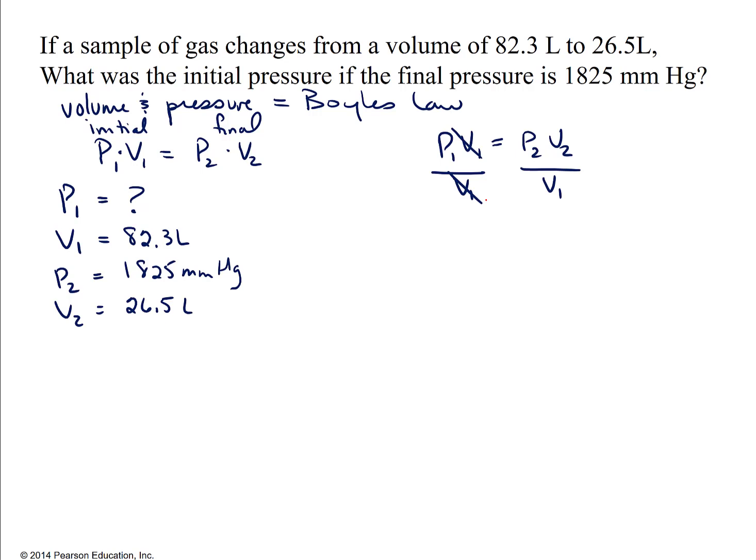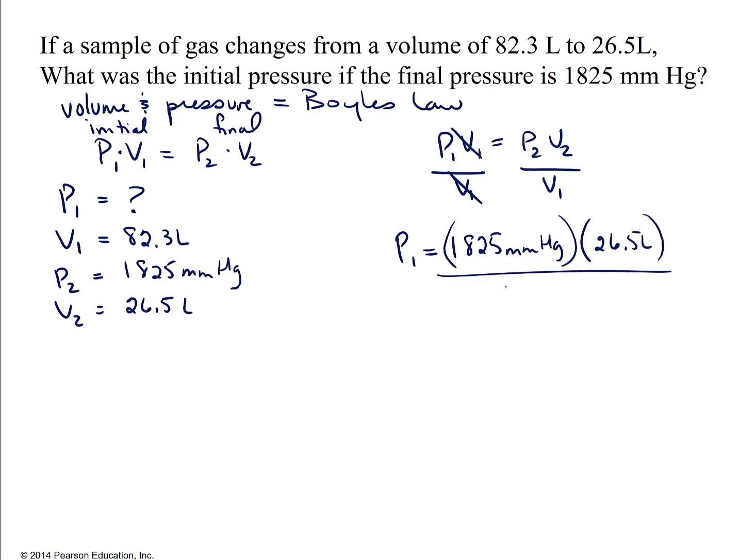Okay, so I figure out which one don't I know? Which ones do I know? And make that a list. And then which one do I have to get all by itself? Rearrange the formula and then just plug it in. So P1 is equal to, what's P2? 1,825 millimeters of mercury times V2, which is 26.5 liters, divided by V1, which is 82.3 liters. So you notice that liters and liters will cancel, leaving you with an answer that's in millimeters of mercury.